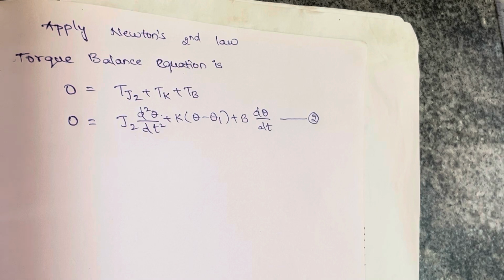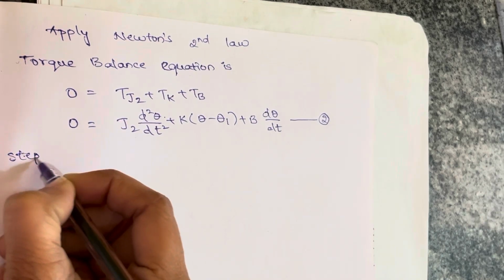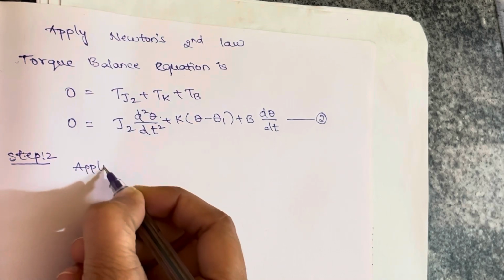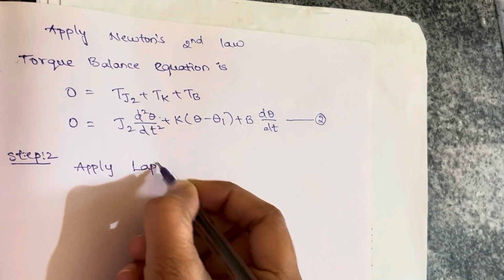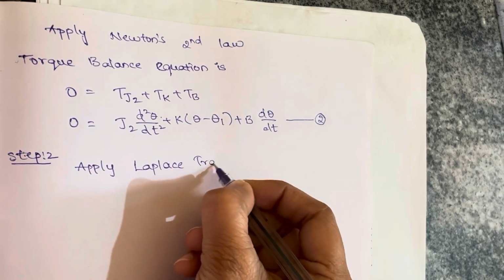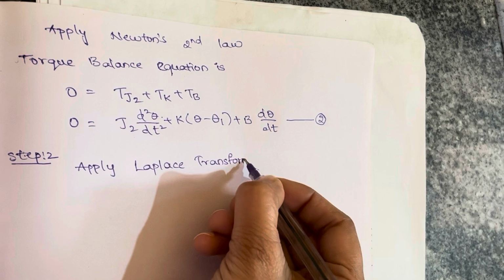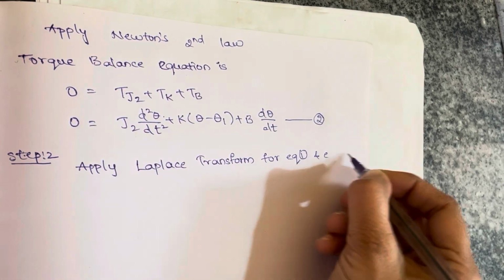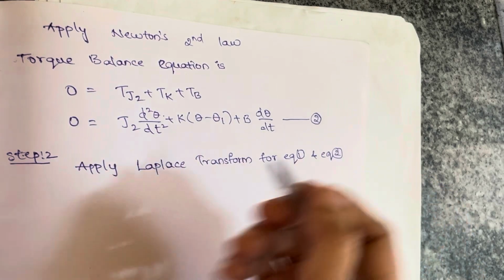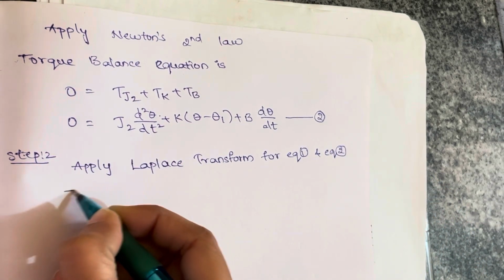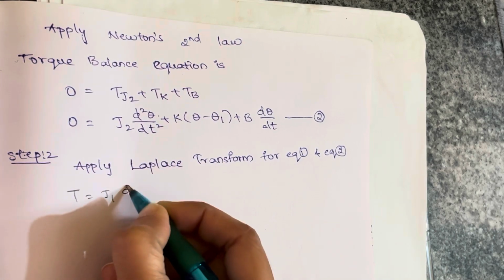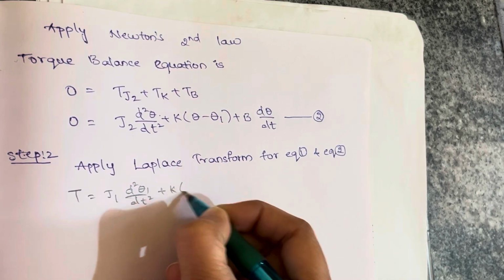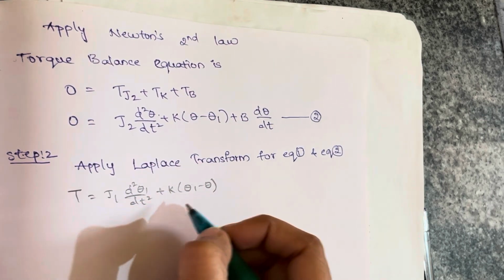Now what is the next step? Step 2 is apply Laplace transform for equation 1 and equation 2 also. Let me write the equation 1 again. T equals J1 d square theta 1 by dt square plus k into (theta 1 minus theta). This is the equation 1.